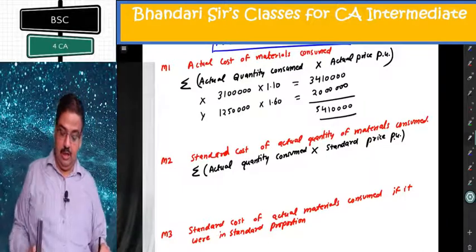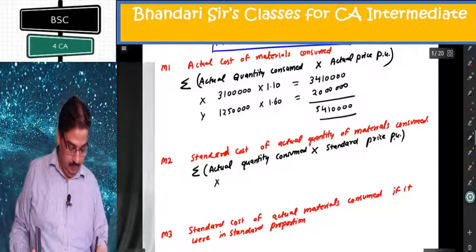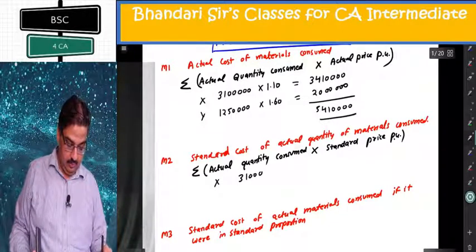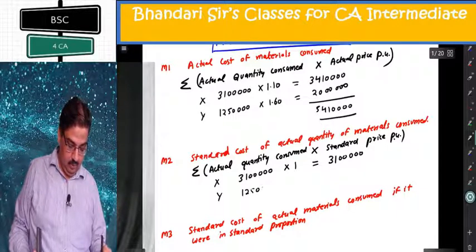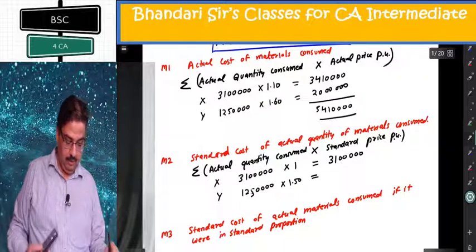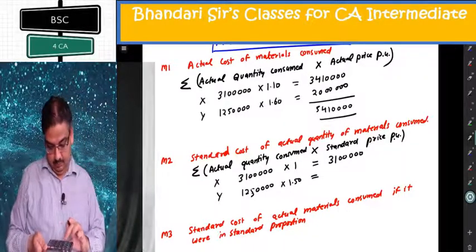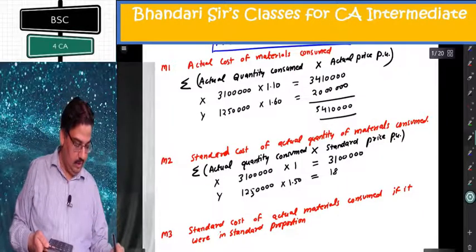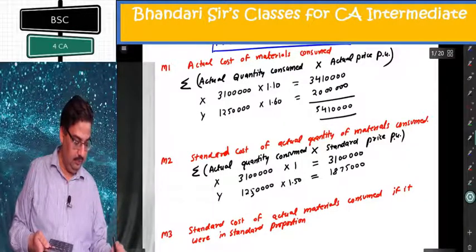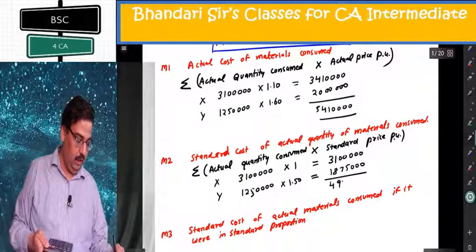M2, change the rates to standard. For X, 31 lakh into 1, 31 lakh. Y, 12 lakh 50,000 multiplied by 1.50, 18 lakh 75,000. 49 lakh 75,000 is M2.